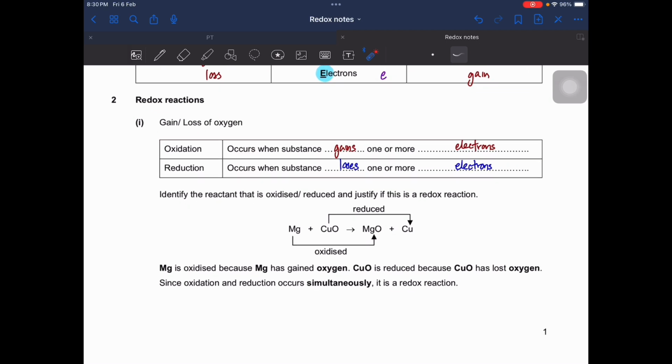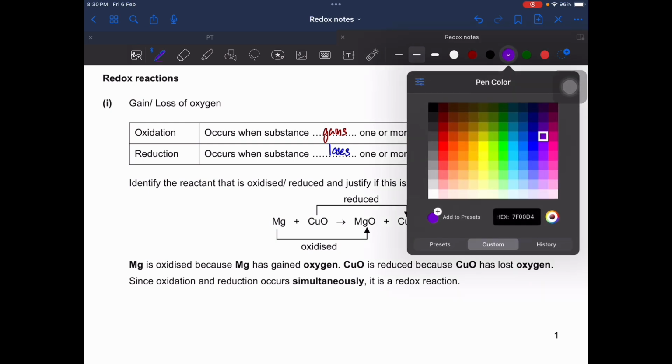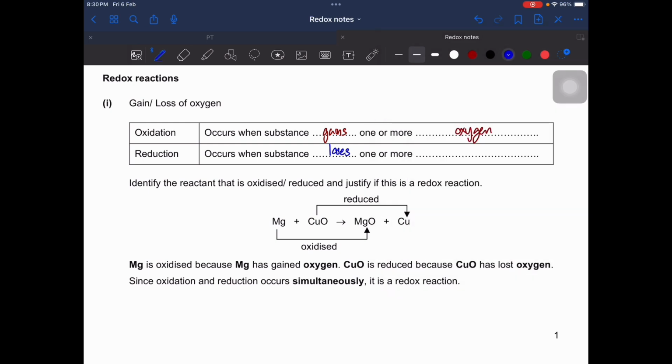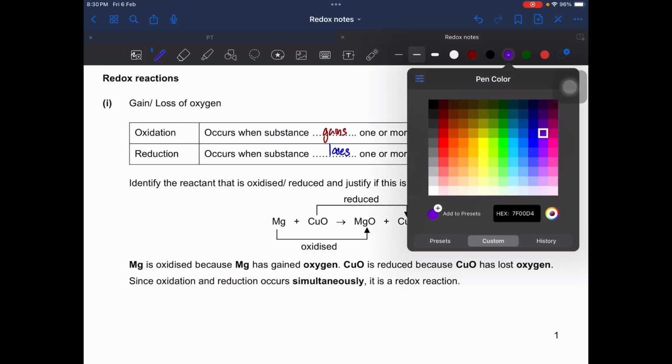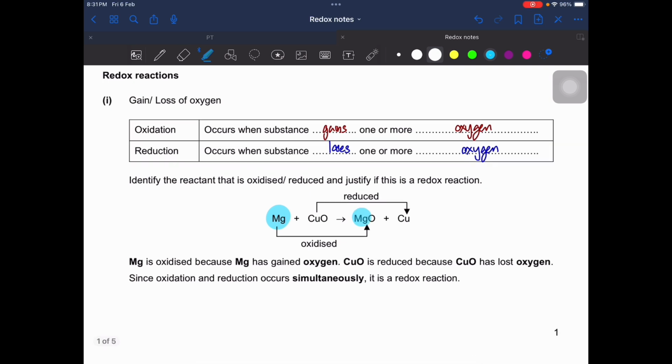In chemistry, whenever a substance gains oxygen, sorry for the typo, this is what we call oxidation. And when the substance loses oxygen, that is what we call reduction. So let's use this equation as an example. Focus on this element Mg. If you look at this equation, there's magnesium that reacted with copper 2 oxide and it formed magnesium oxide and copper.